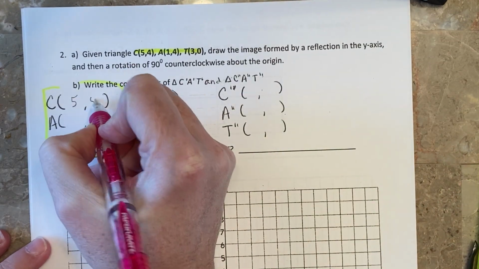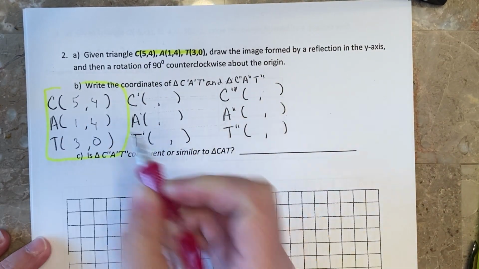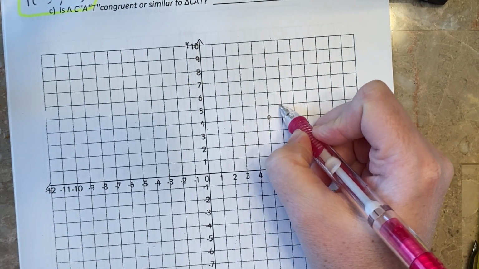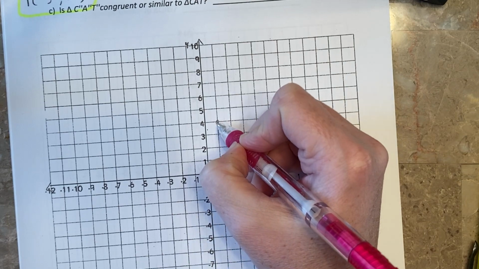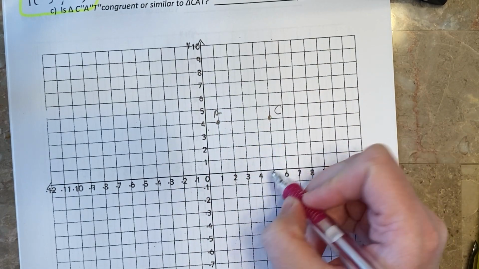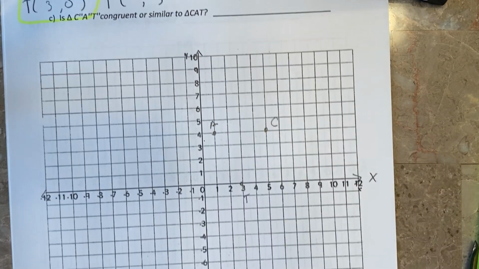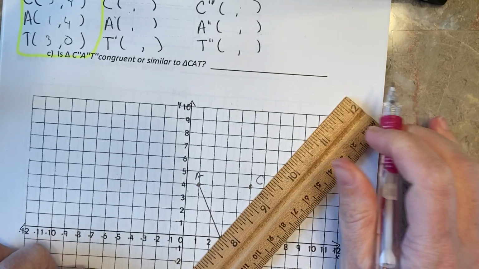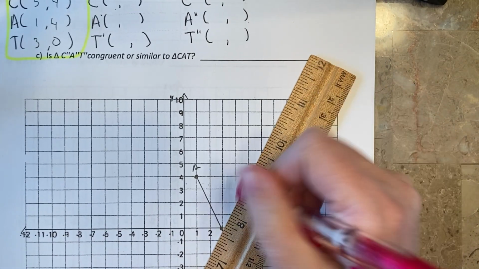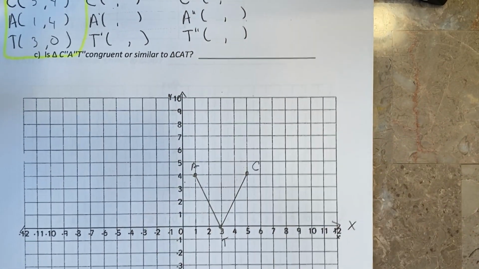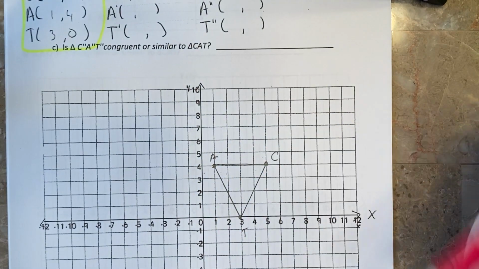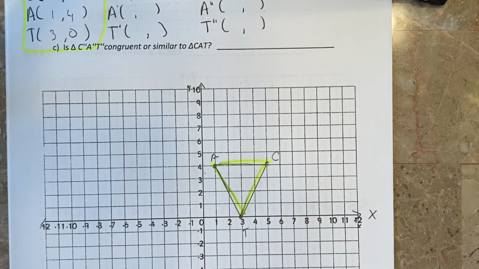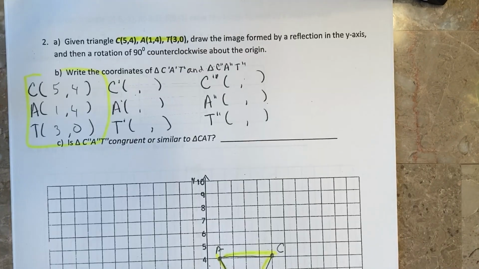And we have (5, 4), (1, 4), and (3, 0). So here we go. (5, 4) is C, (1, 4) is A, and (3, 0) is T. Okay, and that is your original. And now we're going to do our next transformation.